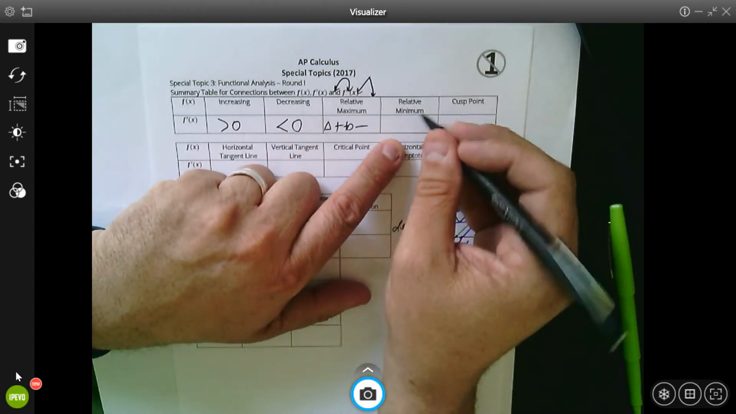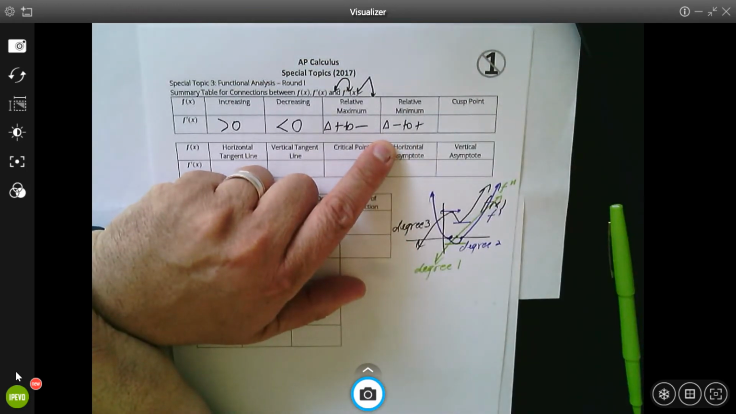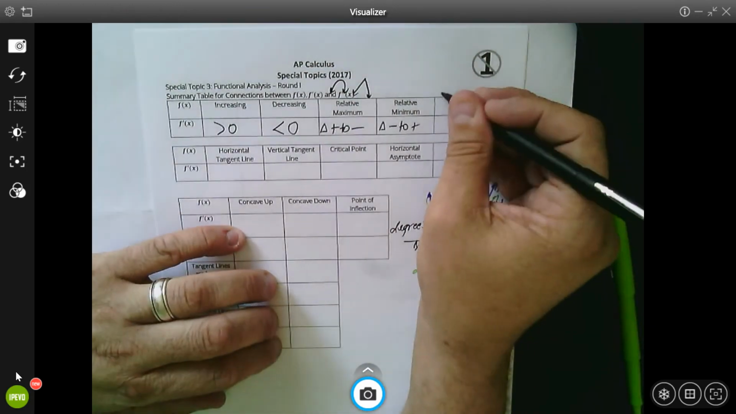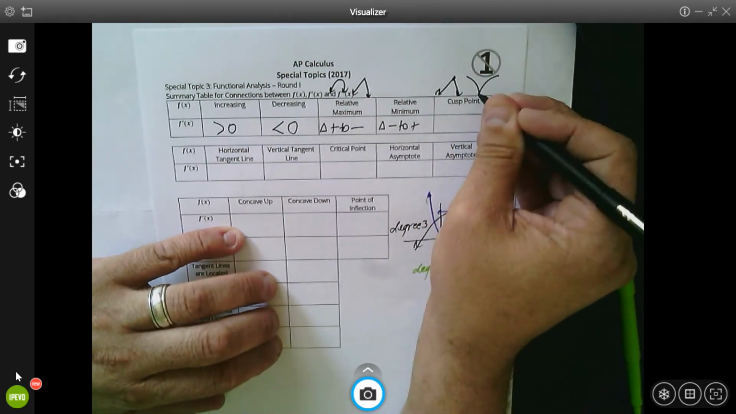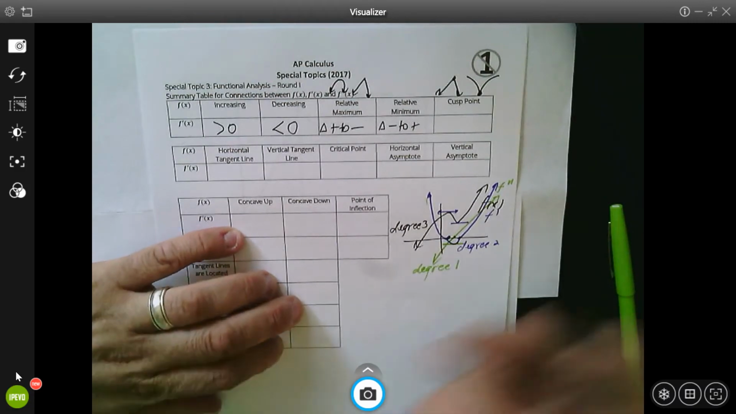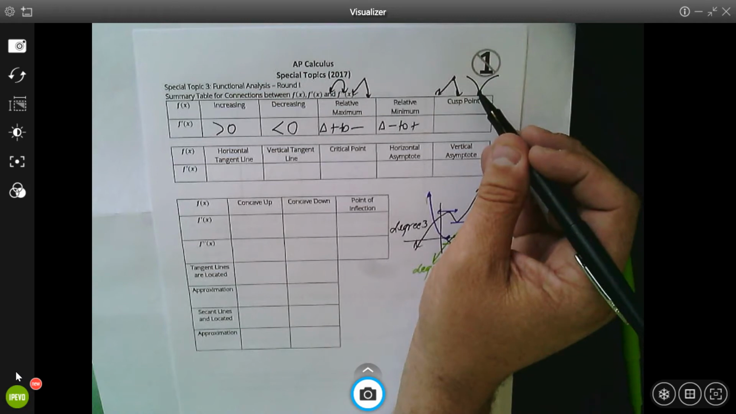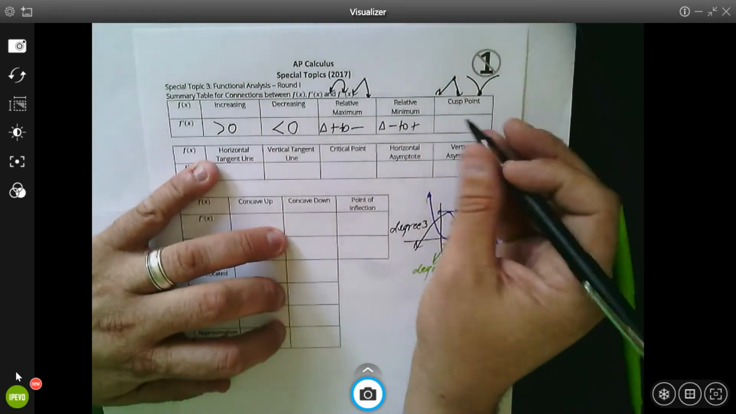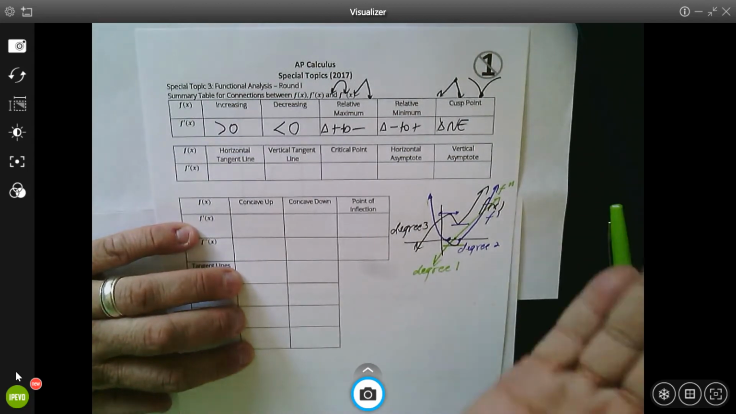Similarly, if f has a relative minimum, then f prime makes a change from negative to positive. If you have a cusp point, something like this guy here, or maybe something like that guy there, we know from the previous video that these functions fail to be differentiable at a cusp point, which means that your derivative does not exist. Those are the basics.